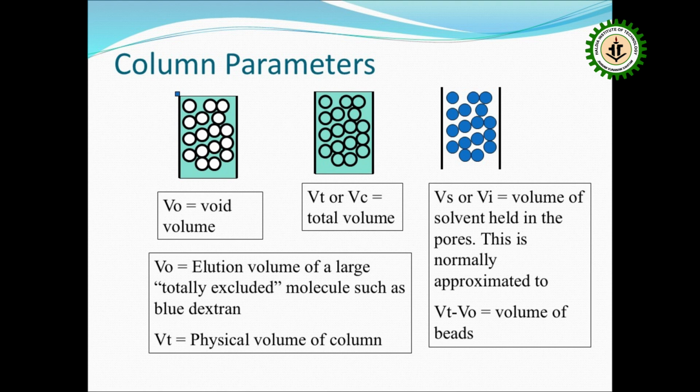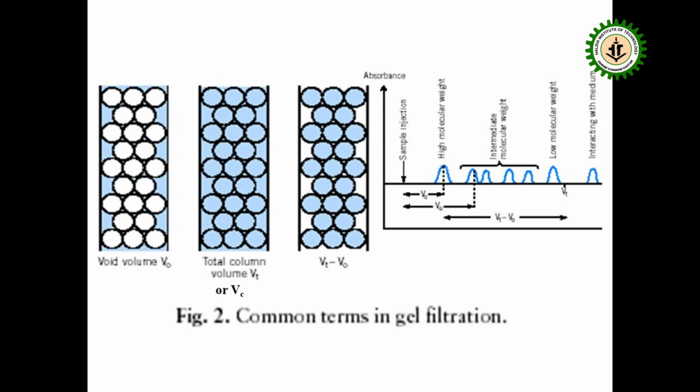V0 is the elution volume of the large or totally excluded molecules, such as Blue Dextran, which we use for the determination of the void volume of the chromatography media, generally the chromatography column. Most of the time in gel filtration chromatography, V0 is a very important parameter. Vt is the physical volume of the column. This slide shows the void volume V0, the total column volume Vt or Vc, and Vt minus V0.